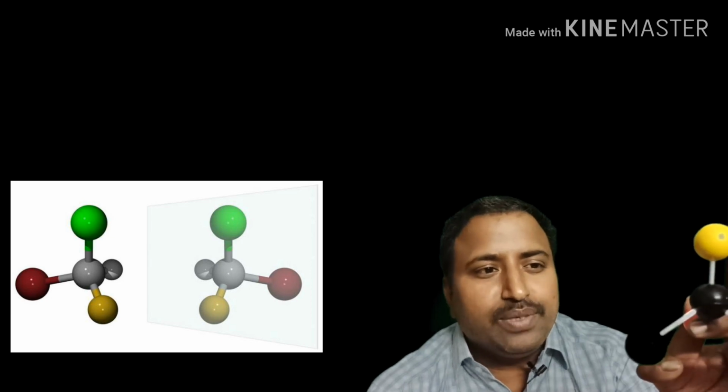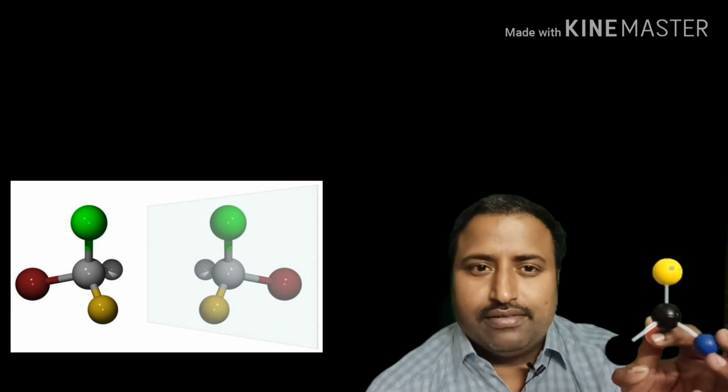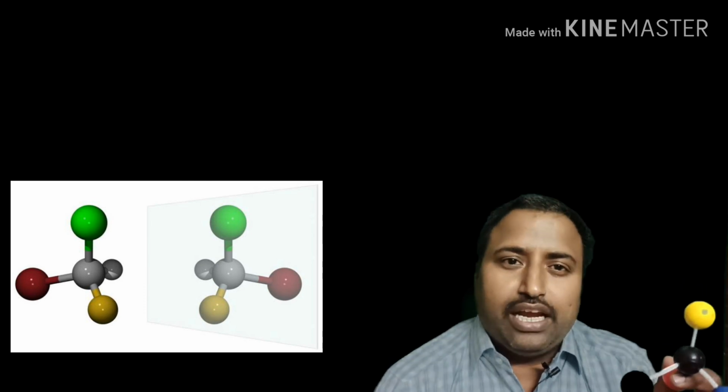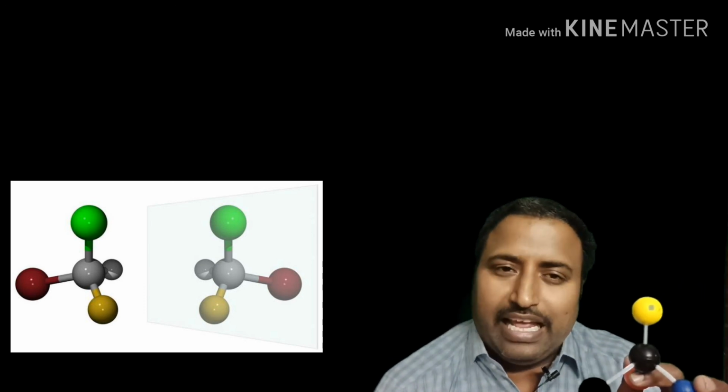So here this is asymmetric and it is optically active. This is symmetric, optically inactive. Hope you understand how to find whether a molecule is optically active or inactive.